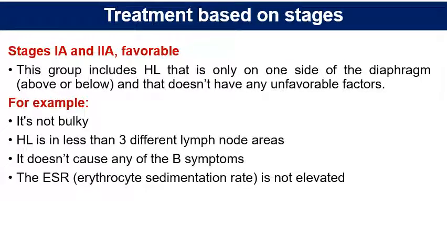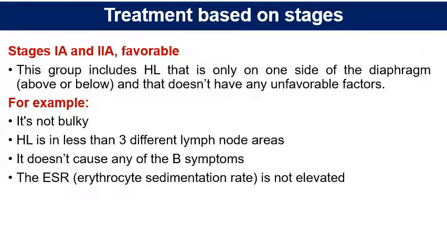Now, coming to the treatment aspect, it is purely based on the stages. This stage based treatment is for the first classification, that is classic Hodgkin lymphoma. Okay, so stages 1A and 2A, which is very favorable. This group includes Hodgkin lymphoma that is only on one side of the diaphragm, either above or below, and that does not have any unfavorable factors.